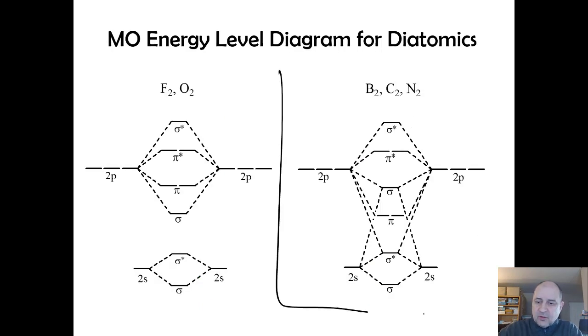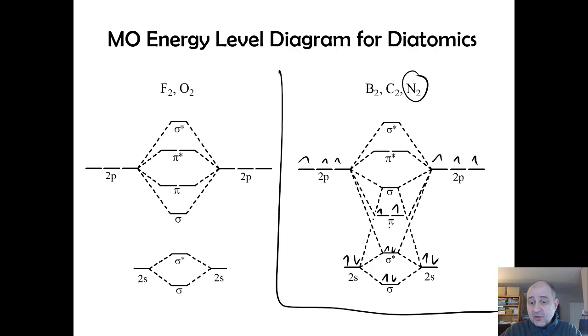Let's just use this. Just for fun, let's do N2. Nitrogen has 5 valence electrons, so 1, 2, 3, 4, 5. The other one, 1, 2, 3, 4, 5. That's 10 electrons. We put them all in: 1, 2, 3, 4, 5, 6. We follow Hund's rule, right? We spread them out, and we pair them up. And so this would be the model for N2. We can then calculate the bond order.